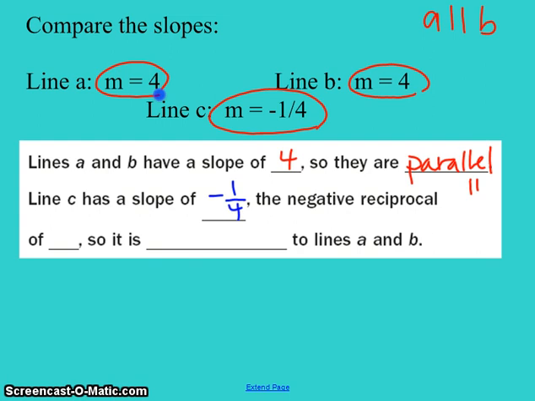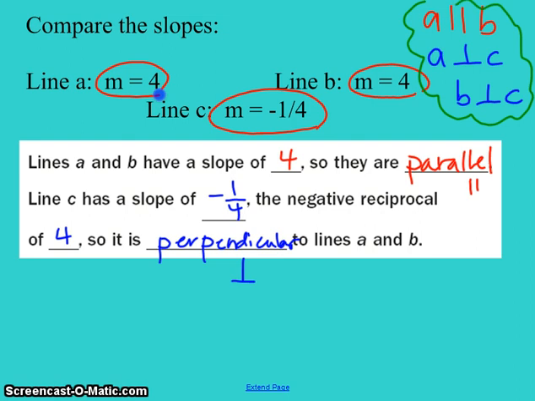That's the negative reciprocal of 4. So it's perpendicular to both A and B, because C is a negative reciprocal to A, so you can write A is perpendicular to C, and that is the symbol for perpendicular. It's an upside down capital T. And B is also perpendicular to C. On your homework, I would need to see these three slopes and your conclusions about which ones are parallel and perpendicular.